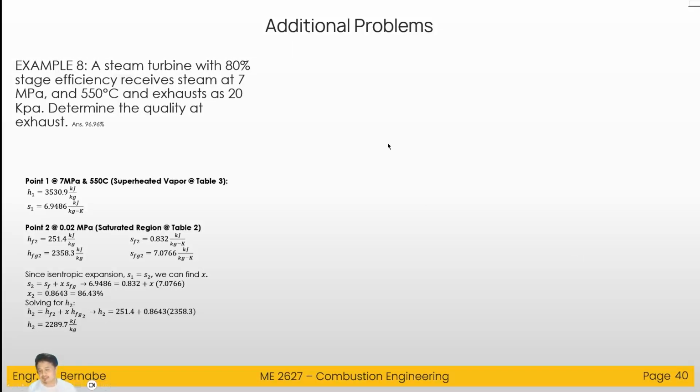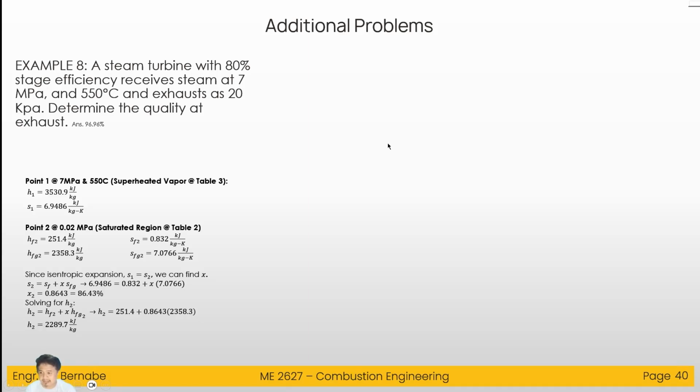All right, so for this last example, we have a given steam turbine with 80% stage efficiency, which receives 7 MPa and 550 degrees Celsius and exhausts at 20 kPa. Determine the quality at exhaust.